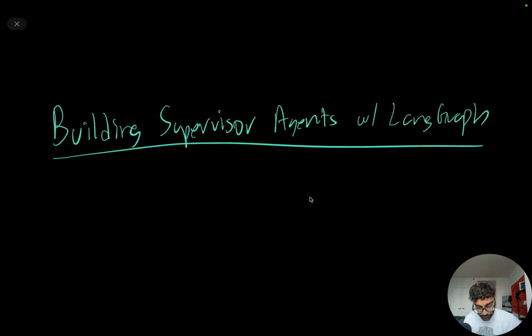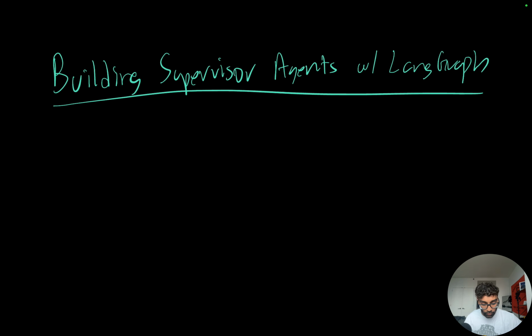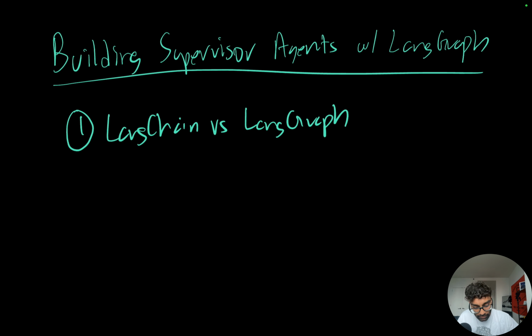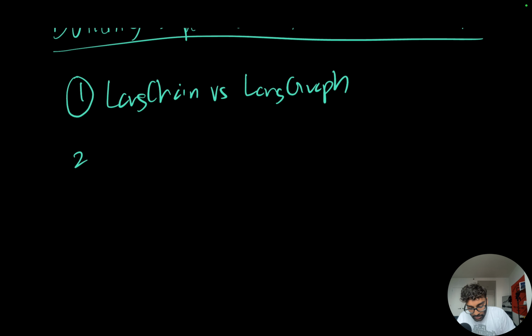So if we come here into the whiteboard itself, we'll see for building supervisor agents with LangGraph, there's a few topics that I wanted to talk about first. What is LangChain versus LangGraph? This is a bit of a confusing point for those of you that are new to this ecosystem, and there's so much vocab and terminology that's changing nowadays that I just wanted to explain this. So LangChain versus LangGraph, and what exactly is our supervisor agent?